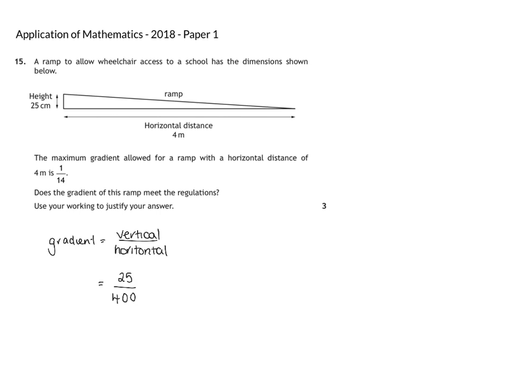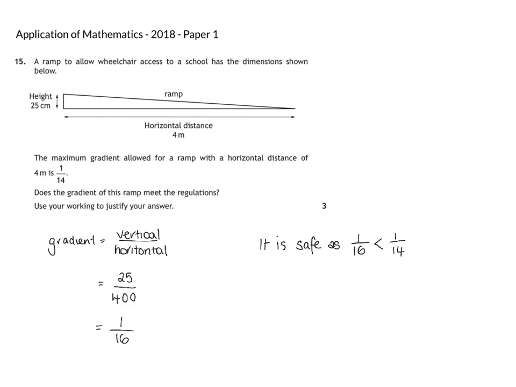So we need to figure out how many 25s there are in 400, because there are 4 25s in 100, and then there are 4 100s, so it is 16 and 1. So that's dividing those both by 25. So 25 divided by 25 is 1, and 400 divided by 25 is 16. So we have 1 over 16, so now we need to justify our answer. So it is safe as 1 over 16 is less than 1 over 14. This is the case because obviously splitting something into 14 bits, the bits are going to be bigger than if you split it into 16 bits.